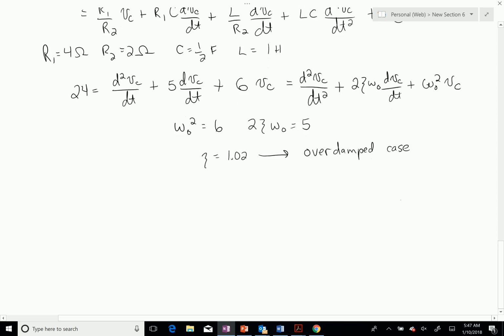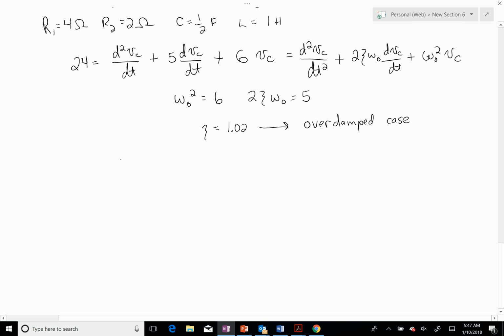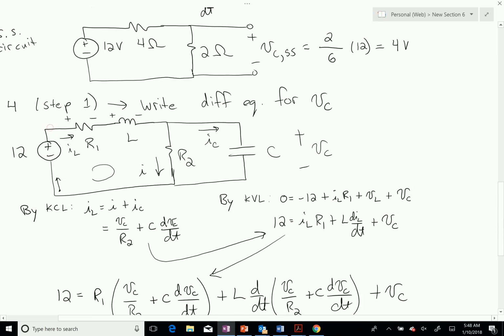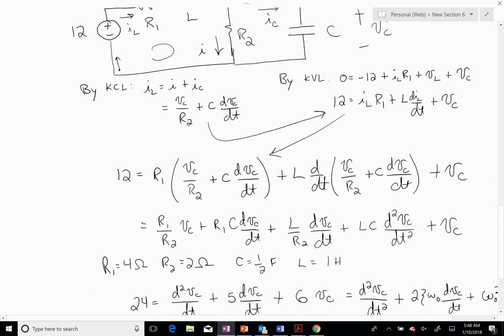If I'm in my overdamped case, that tells me about my transient solution, V sub C transient. Okay, so I should be a little bit careful now in terms of the steps that the book defined. I'm starting to skip around in my steps, merging and blending them. So just to be clear, I was calling this my step 4, which is the book's step 1.